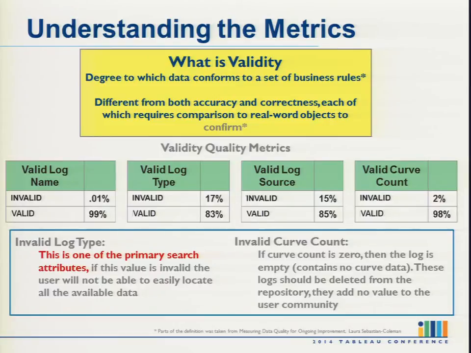So what we did is we put together this slide, and this slide is on a dashboard. It explains what validity is. We go through and isolate every attribute that needs to be tested for validity, and we even talk about some of the rules themselves, like if I have an invalid log type, how does that hurt me? If I have an invalid curve count, now I told you a log is a suite of curves. What happens if one of those logs has no curves? It adds no value. Delete it. That's basically what we tell them to do.